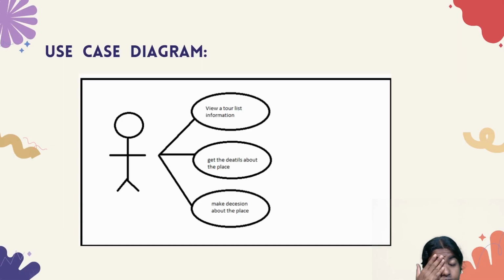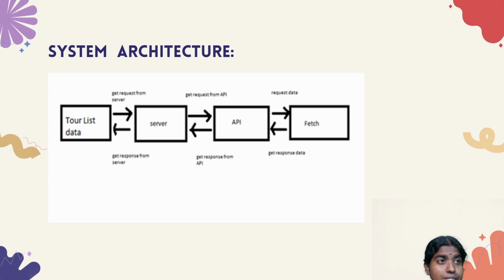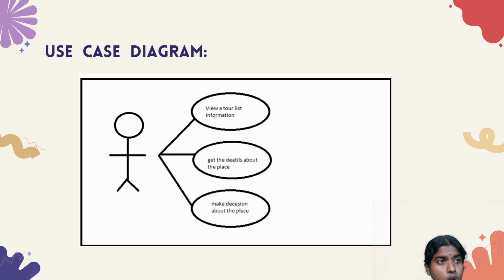Clear with this? These are the different blocks that are involved in the system architecture diagram.